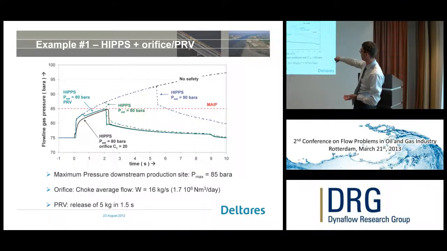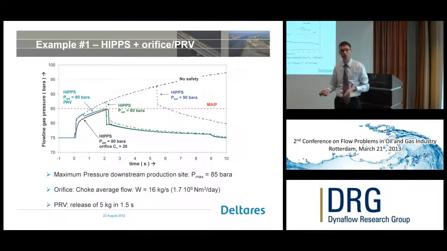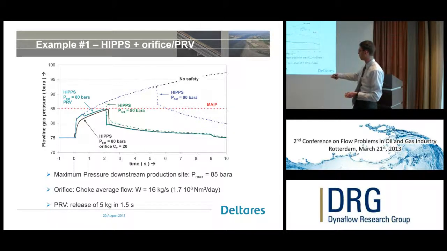And then you see that 0.1 seconds after the pressure has exceeded the 83 bara, the PRV opens, and you see here a small dip in your pressure. And that makes it just that the pressure remains under the maximum allowable pressure of your flow line. So this actually would help to protect your system. So for a PRV we would have a release of 5 kg in 1.5 seconds, and for a choke the average flow goes down from 90 kg per second to 16.